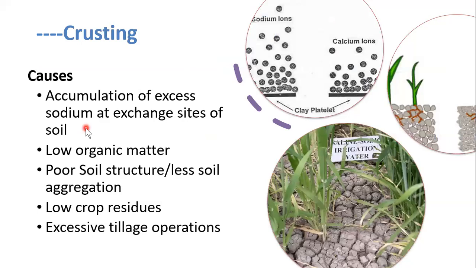Accumulation of sodium at the exchange site of the soil disperses the soil. That is one cause. Low organic matter, because it will reduce the aggregate stability. Then poor soil structure, structureless soils, low crop residues, excessive tillage operations. So these are the causes.